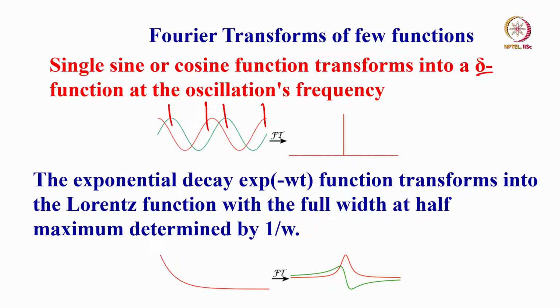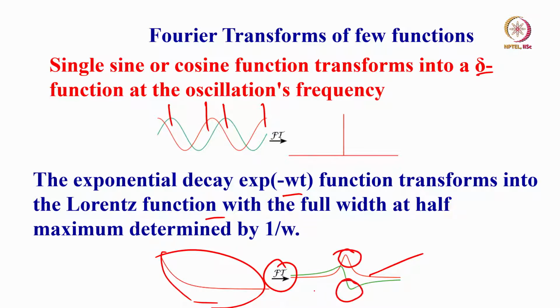Okay. Whereas if I take the exponentially decaying function, then it transforms into a Lorentzian function like this. I take this exponential decay. This is the FID of the NMR spectrum. You do the Fourier transformation, this is what you are going to get. And this is called the real part, this is called the imaginary part. Real part is absorptive like this and imaginary part is dispersive like this. So this absorptive part is nothing but the real part of the Fourier transformation.